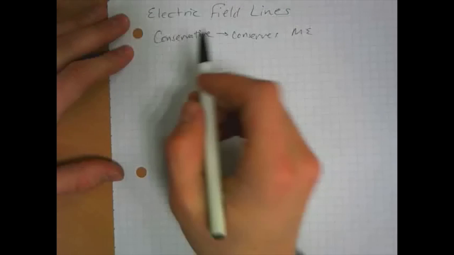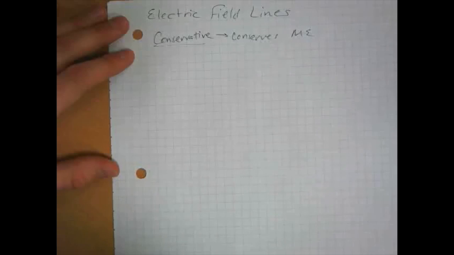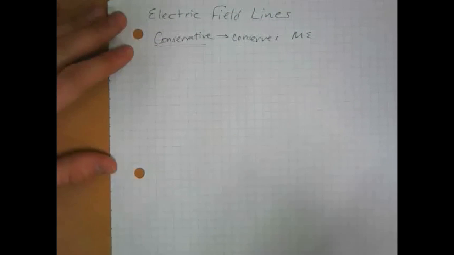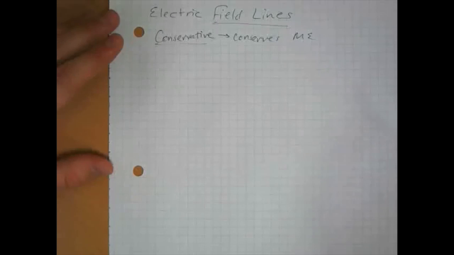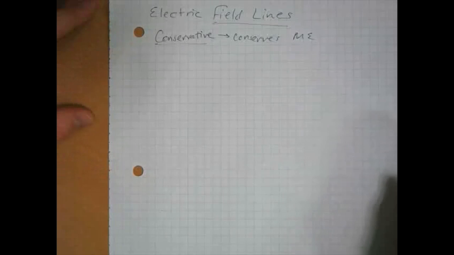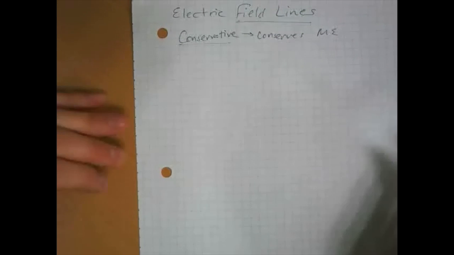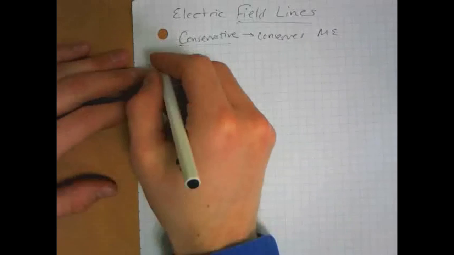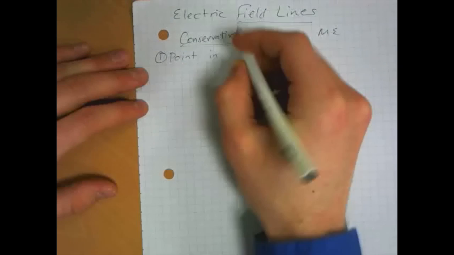And conservative forces, which actually all of the fundamental forces are, can be described with field lines, or diagrammed, I should say, with field lines. Now we know the electric field points away from positive charges, points toward negative charges, and that gives us our basic guideline for drawing electric field lines. There are a few rules. The field lines point in the direction of the E field, as one might guess.